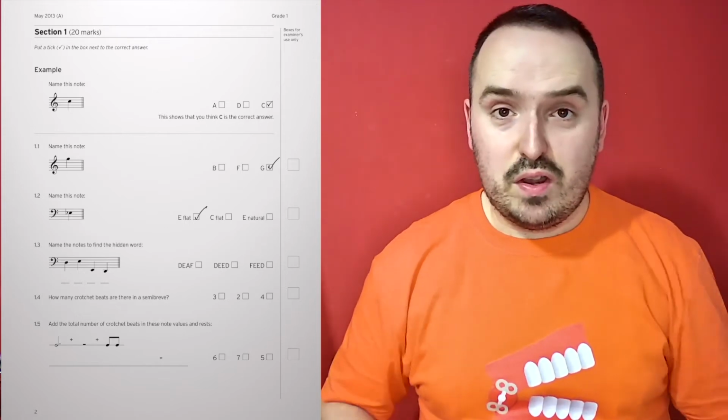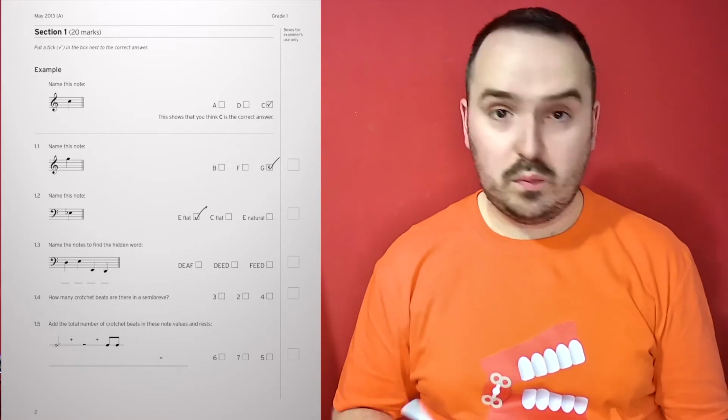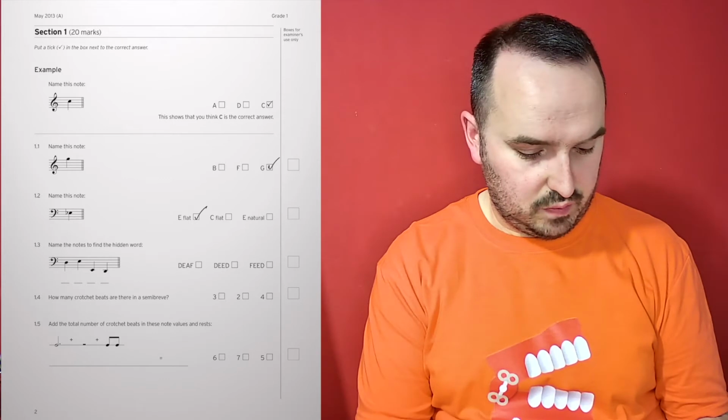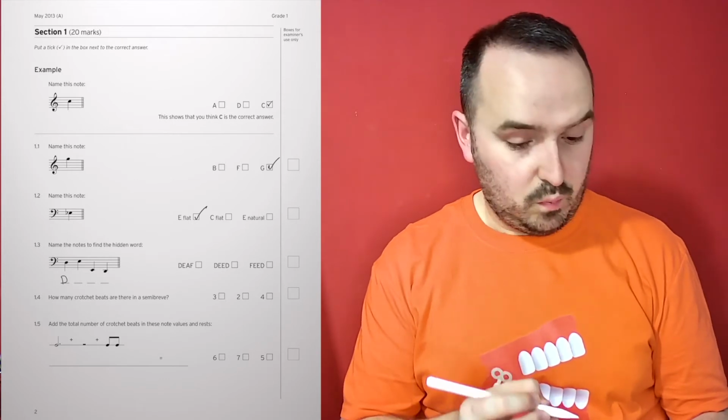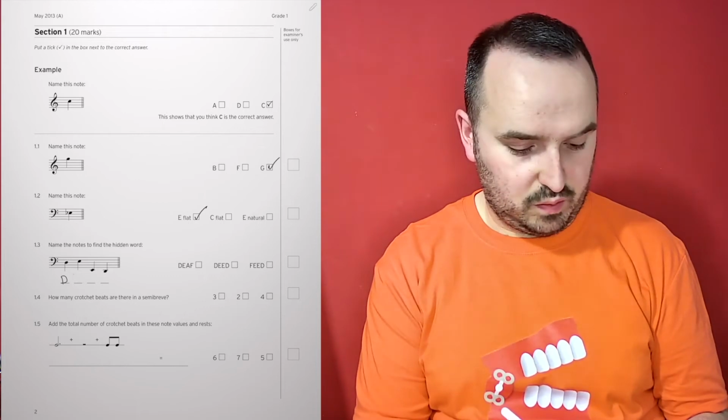Number 3, we've got name the notes to find the hidden word. So on this one we've still got bass clef. So great big dragons, we have D for that first one. We know the previous one because we've already had that one, all cows eat, which means we've got E.